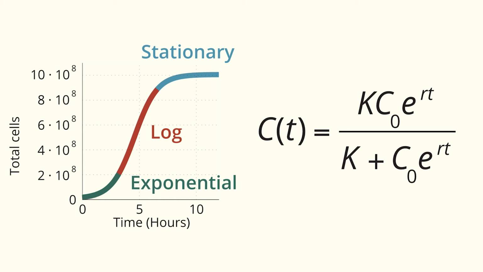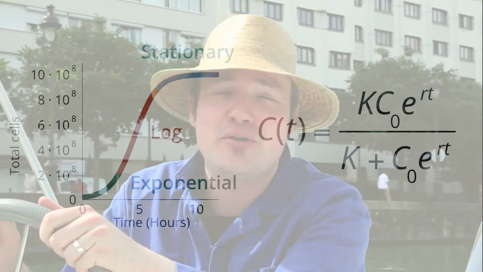The logistic model is very close to reality, and it matches well with the growth of real bacteria in real test tubes. To me, it is amazing that we can capture all of that complexity of billions of bacteria growing together with just a simple model of R, C, and K.